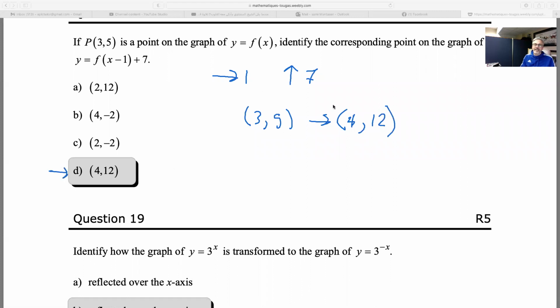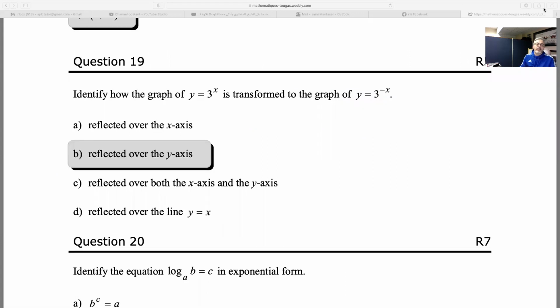I guess it's highlighted. One more, and then we'll finish this another time. Identify how the graph y equals 3 to the power of x is transformed to the graph of y equals 3 to the negative x. We always say that if the negative is with the x, it's a reflection over the y-axis. If the negative was out here, it would be a reflection in the x-axis. So that's definitely a reflection over the y-axis, which is B right here.